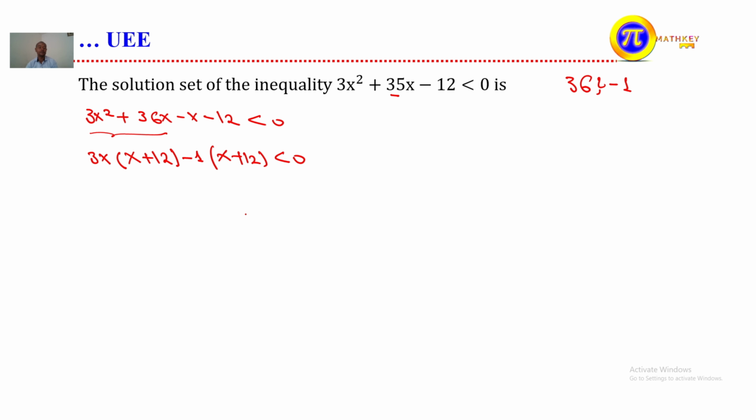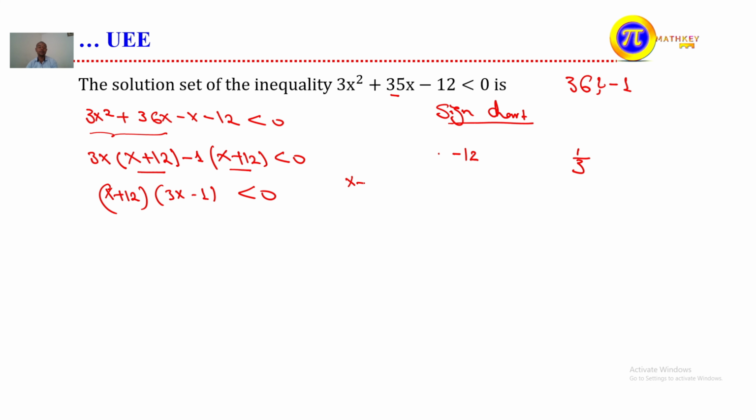What is common here? The common factor is x plus 12. This means we have x plus 12 times 3x minus 1, which is less than 0. So again, we use a sign chart as we did before. The zeros are negative 12 and 1 over 3.